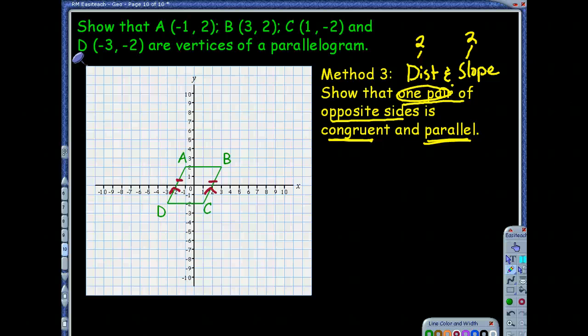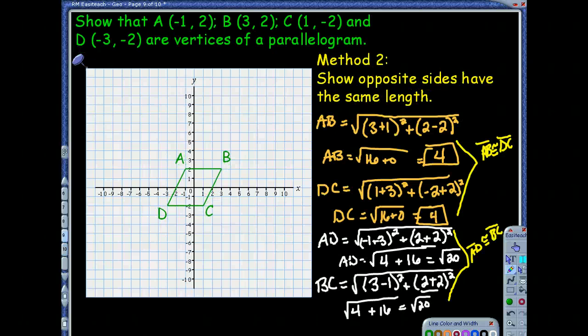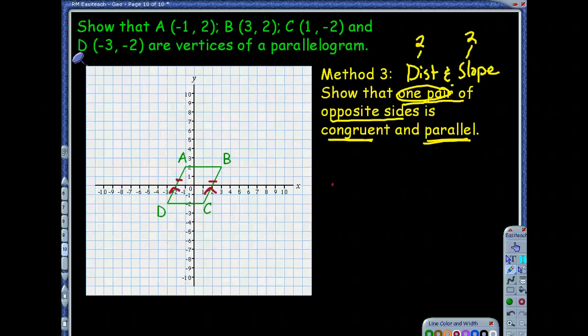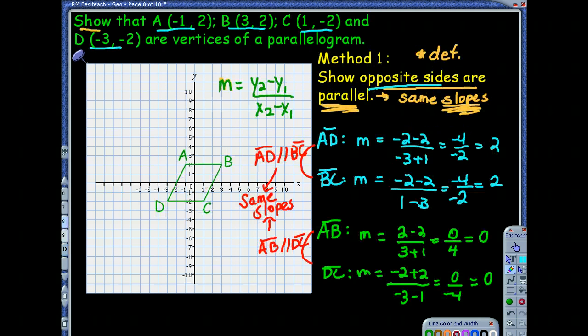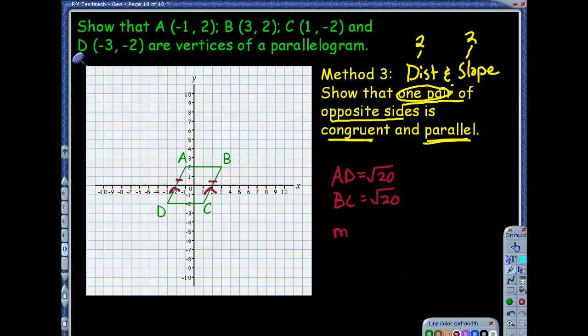So if you were using this, if you go back real quick to this work, let's say I was using AD and BC. We found AD was radical 20 and BC was radical 20. And then the slopes of those, if I go back, the slope of AD was 2 and the slope of BC was also 2. You'd have to show this, but we've already done it. And then this would justify that you have one pair of opposite sides parallel and congruent. Okay.